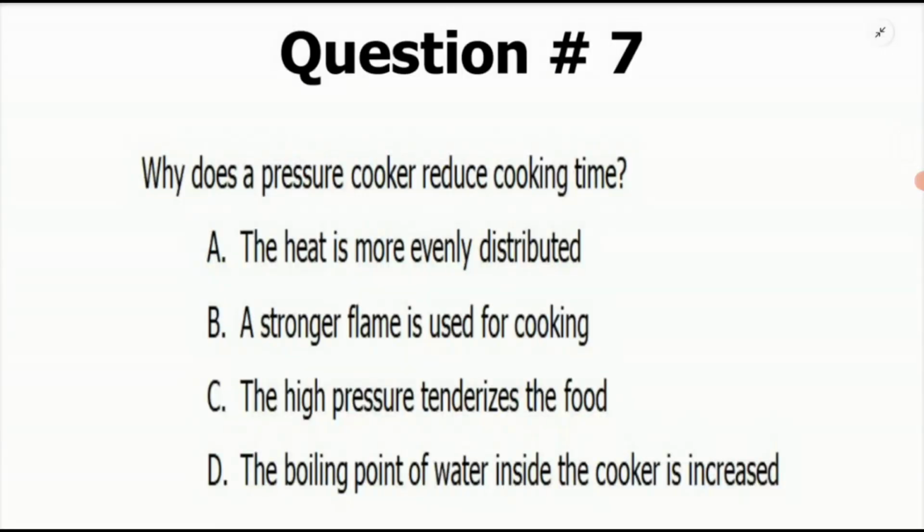Question number 7. Why do a pressure cooker reduce cooking time? A, the heat is more evenly distributed. B, a stronger flame is used for cooking. C, the high pressure tenderizes the food. D, the boiling point of water inside the cooker is increased.